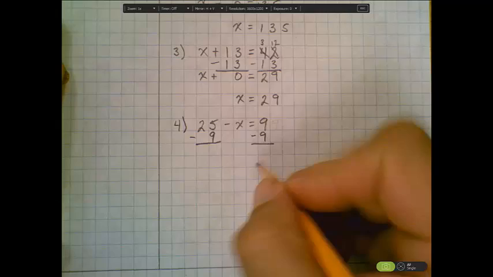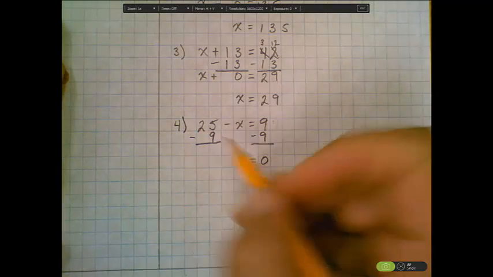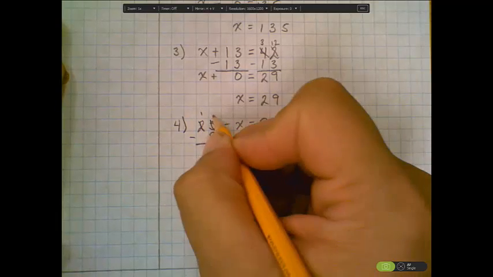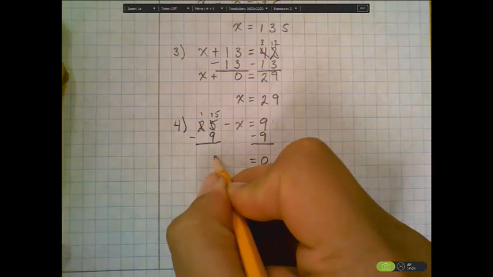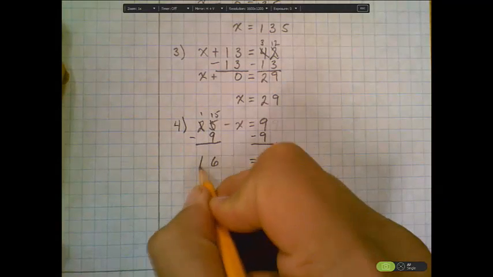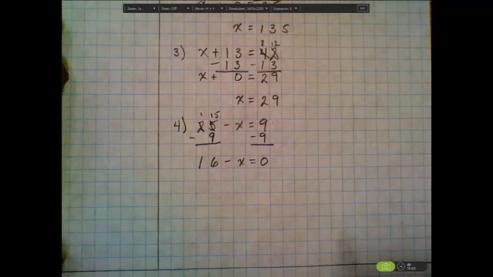So 9 minus 9 is 0. 25 minus 9, we have to borrow. 15 minus 9 is 6. And then bring down the 1. So that's 16 minus x is equal to 0.